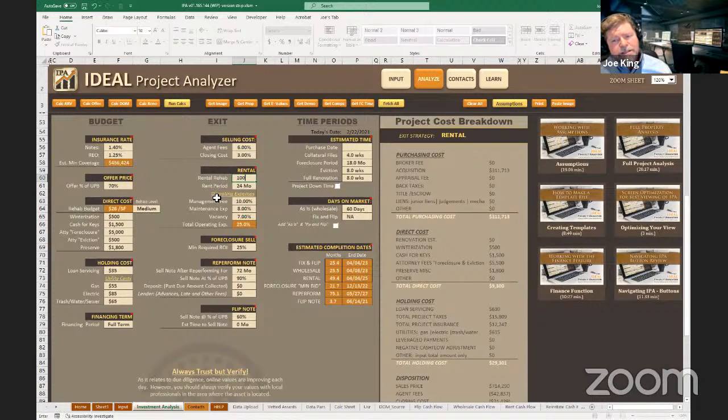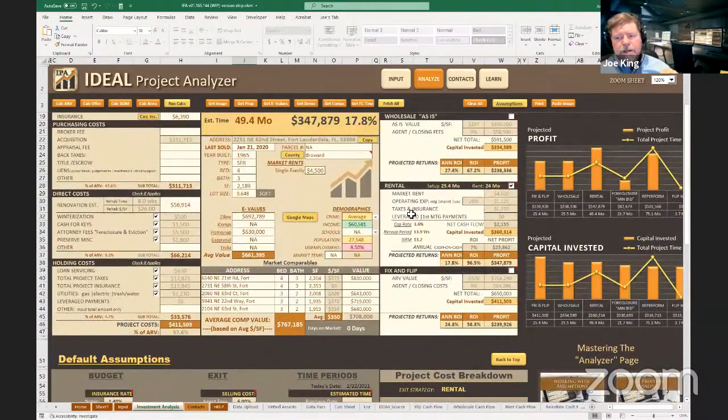Let's say that we put $10,000 for paint, tile, whatever. There wasn't a whole lot to do on it. And we come back up here to the rental, you'll see it went from 150 now to 160 capital invested. Our cash on cash went down just a little, and our annual return or our yield is about the same. So it really didn't affect it too much.